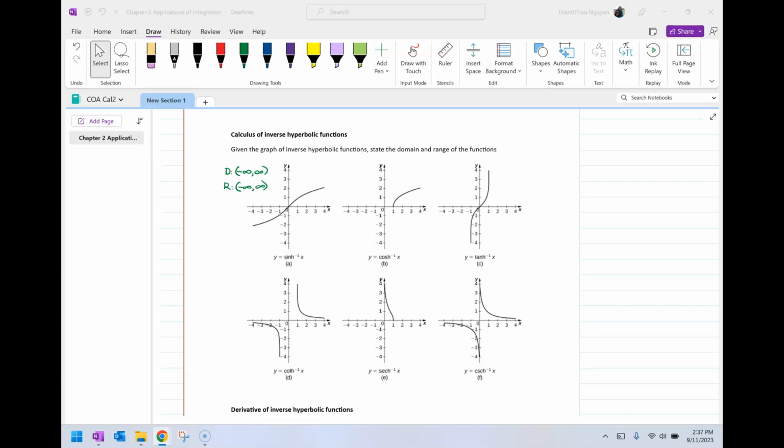For cosh, we do have to restrict the domain of the function in order to make it one-to-one, in order to have the inverse. So the domain here is from 1 to infinity. The range is from 0 to infinity. For hyperbolic tangent, the domain is from negative 1 to 1. The range is from negative infinity to infinity, and the rest is as follows.